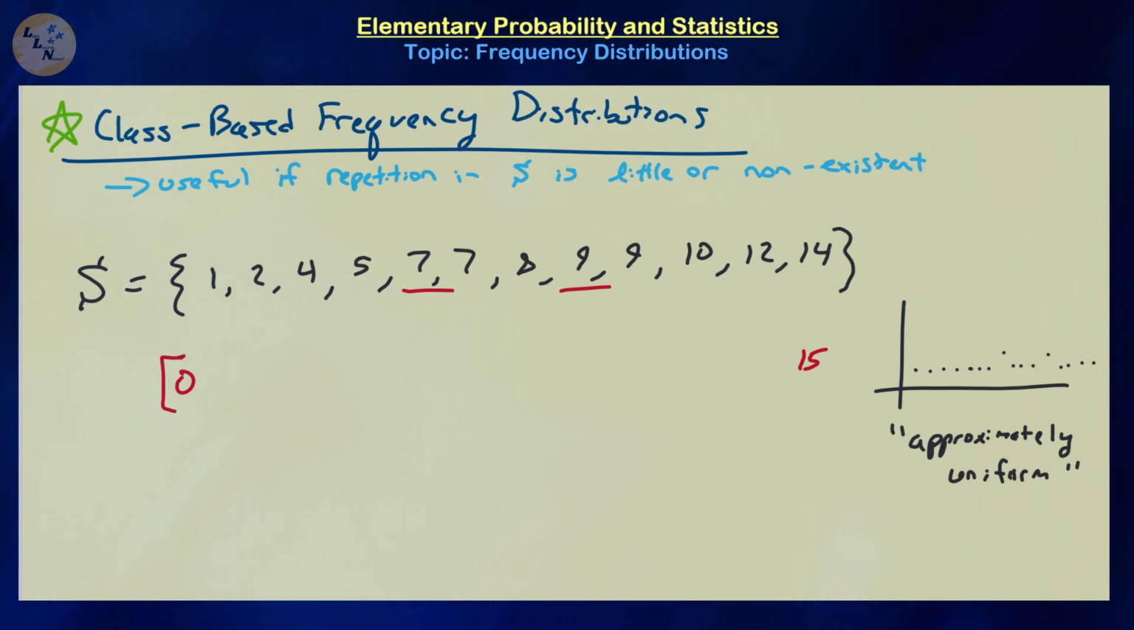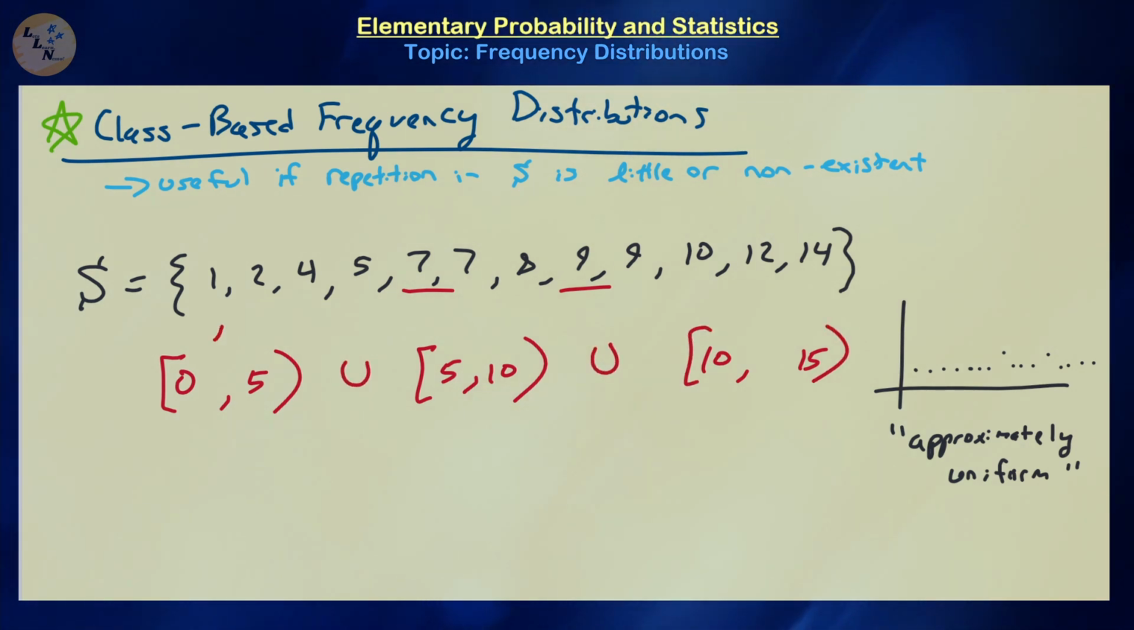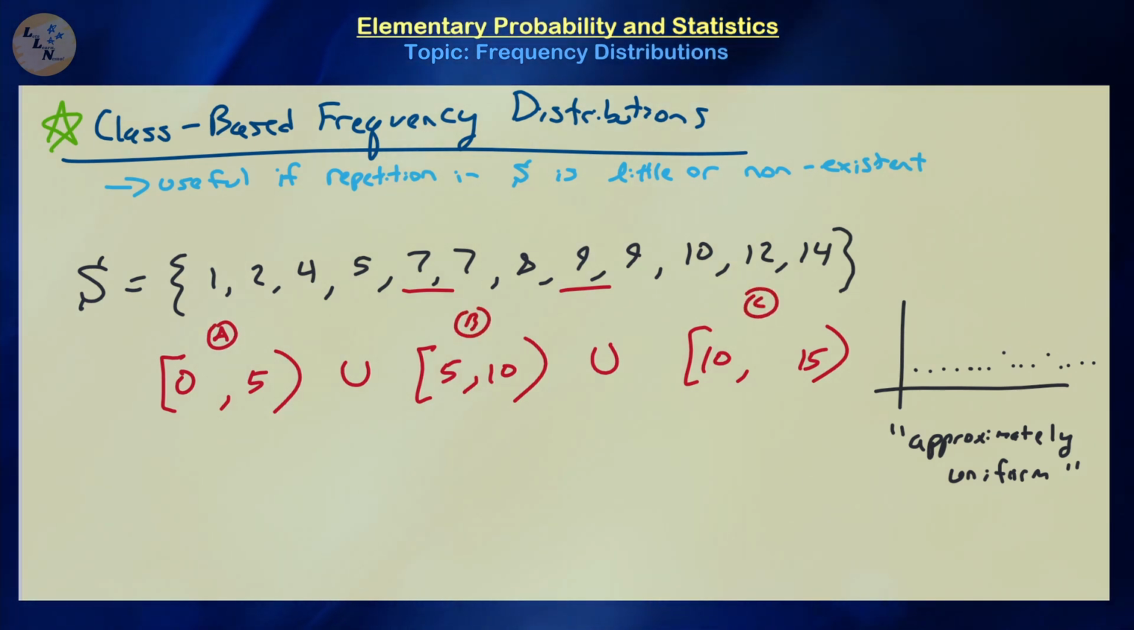For example, I can choose the interval 0 to 5 as my very first class, and then I can do 5 to 10 as my second class, and finally I can choose 10 to 15 as my other class. And clearly, if I call this set A, this set B, and this set C, then clearly A union B union C in terms of the elements are a partition of this data set S, because every element is in exactly one of these, and every one is pretty much accounted for, right? So that's a partition.